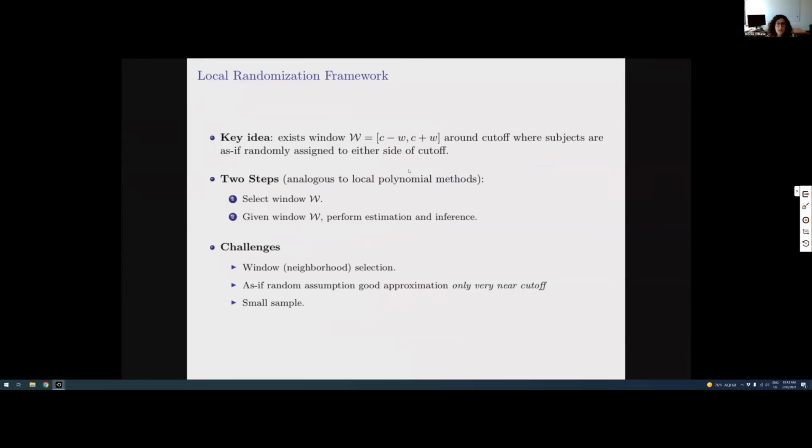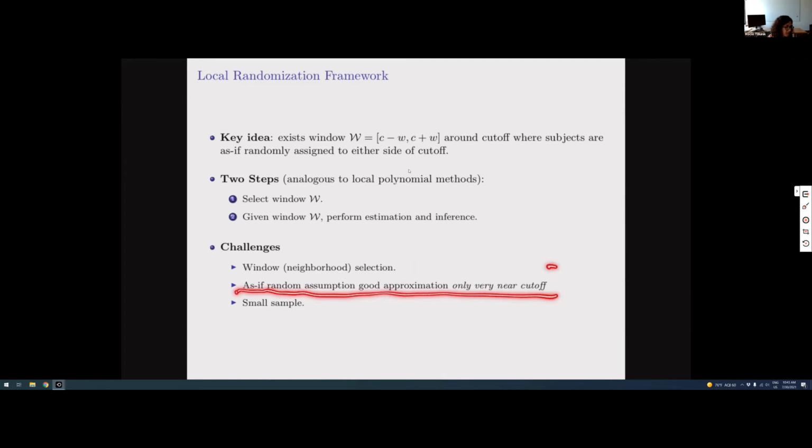But there are two steps that we need for implementation. The first one is we're going to need to select that window. We can deploy all the tools from the analysis of experiments once we are in that window, but we need to know where that window is. And so the first step is to select it. And the second step is, given that window, we just perform estimation and inference. The window selection step can be a challenge, although we'll show you a data-driven method to do it in a minute.